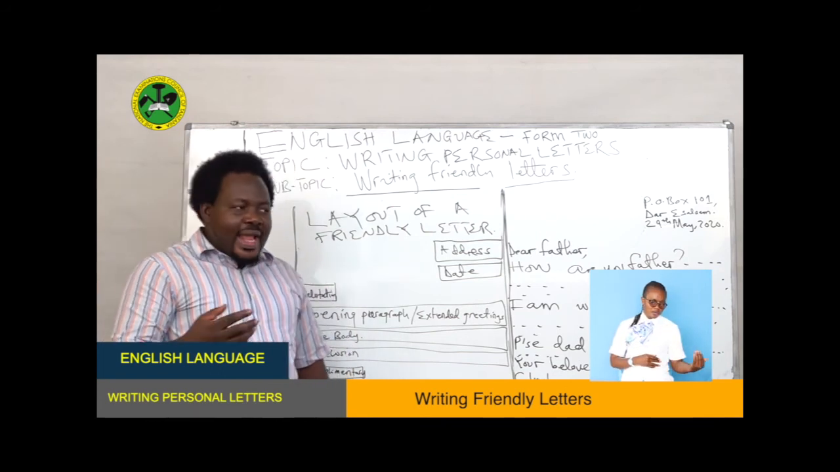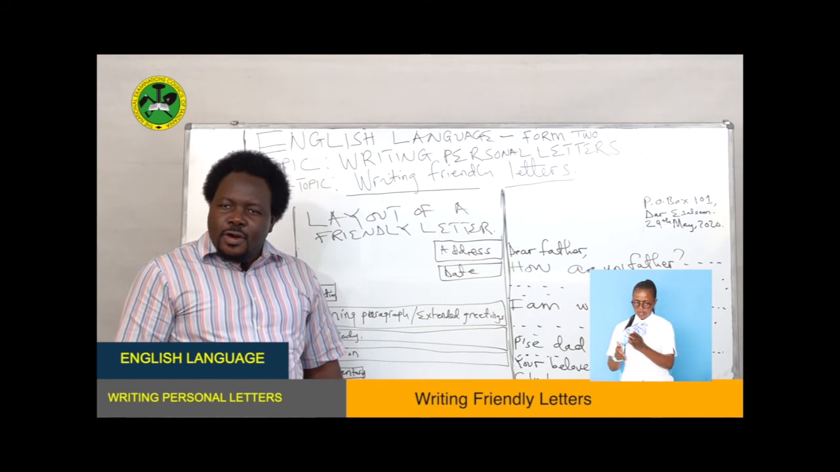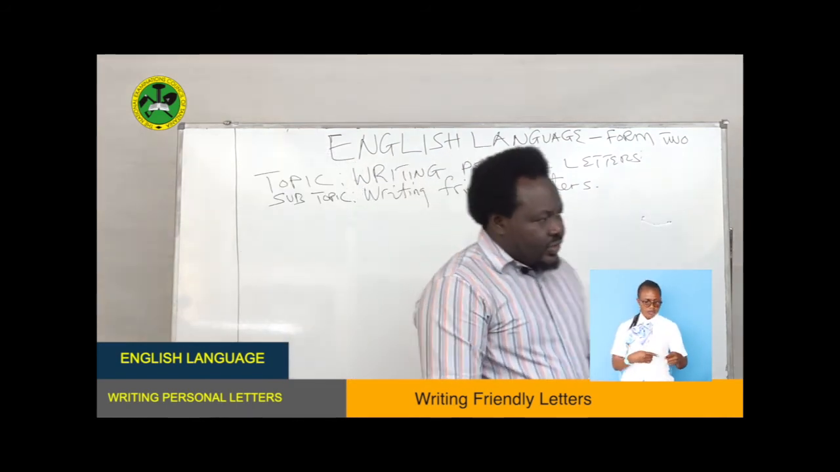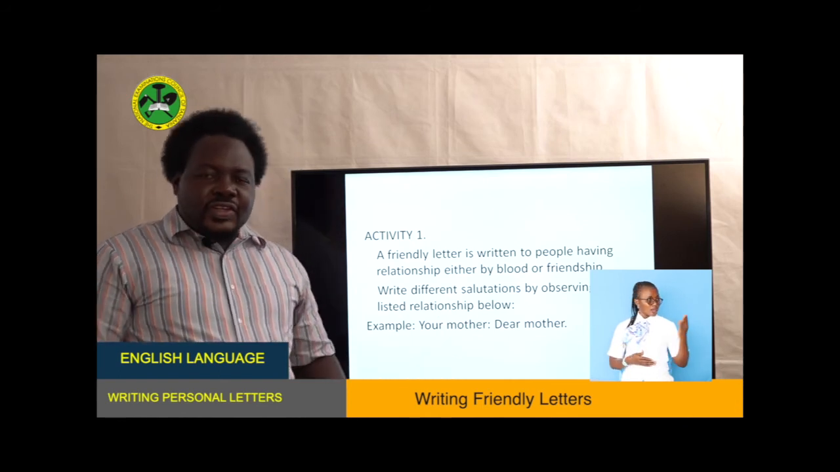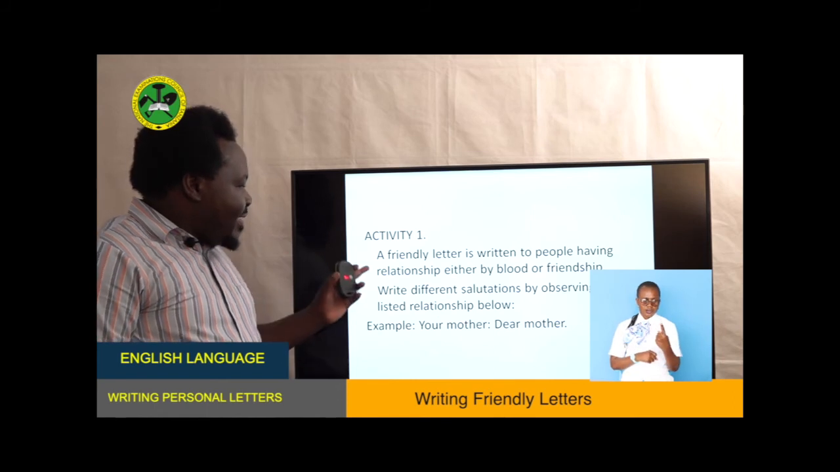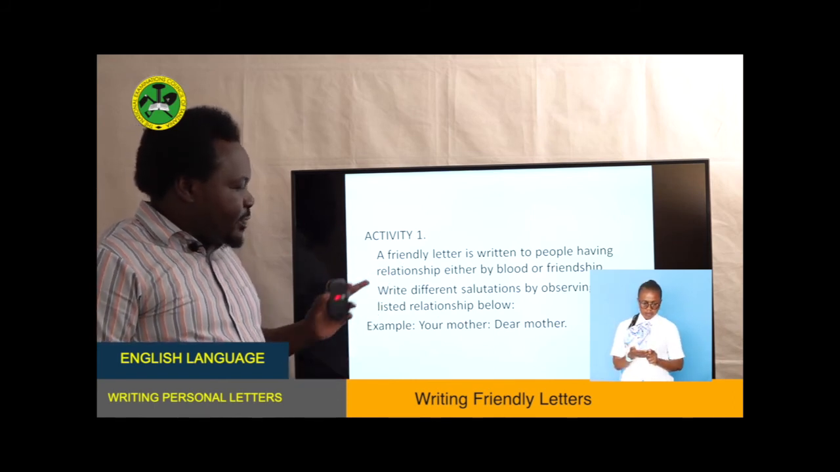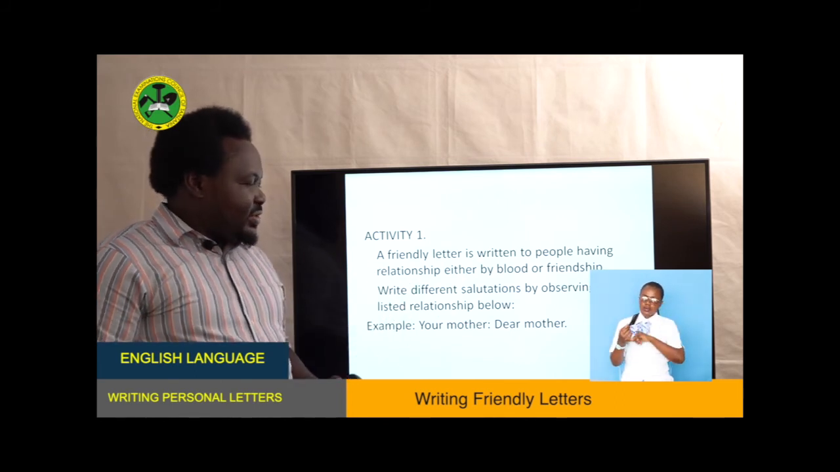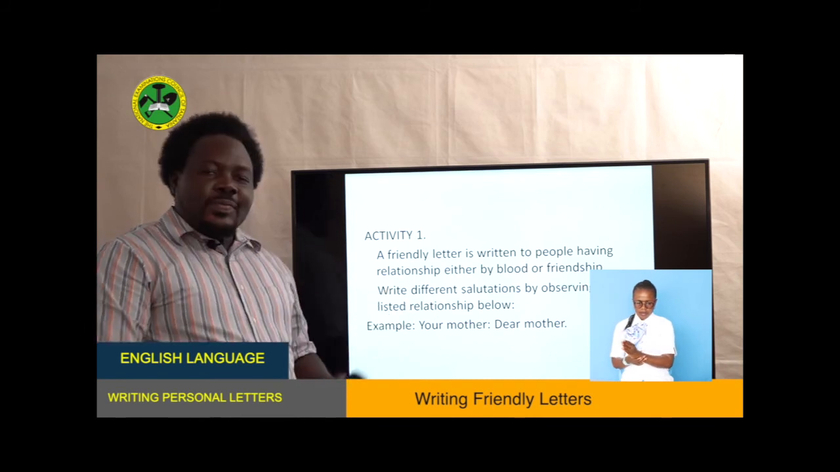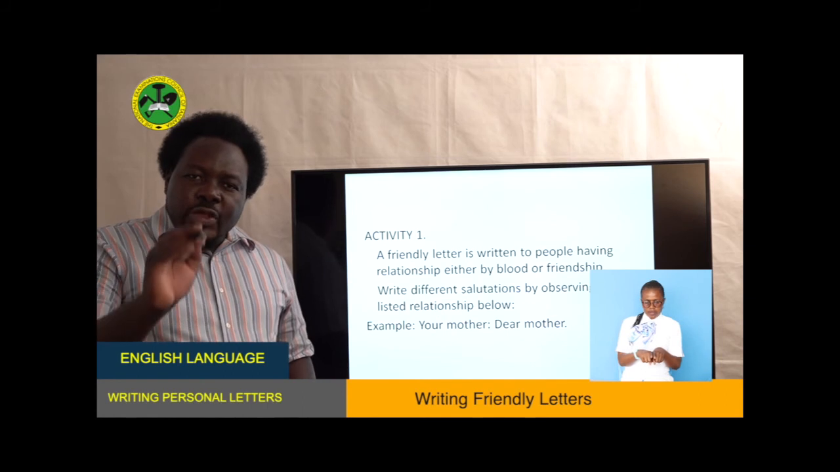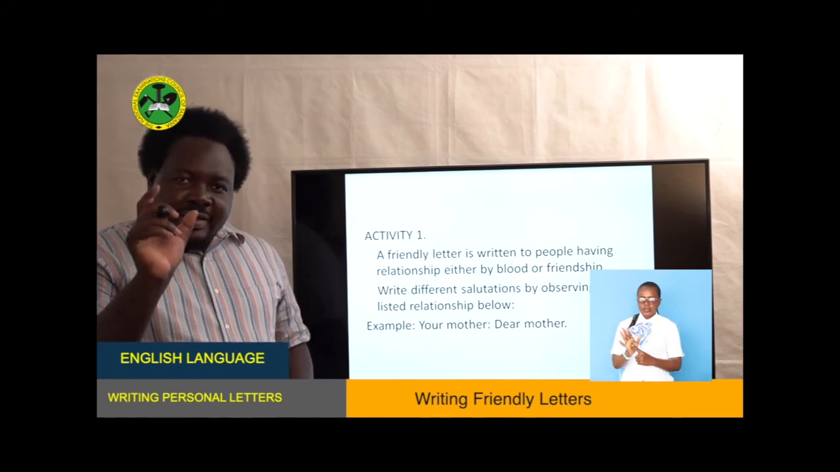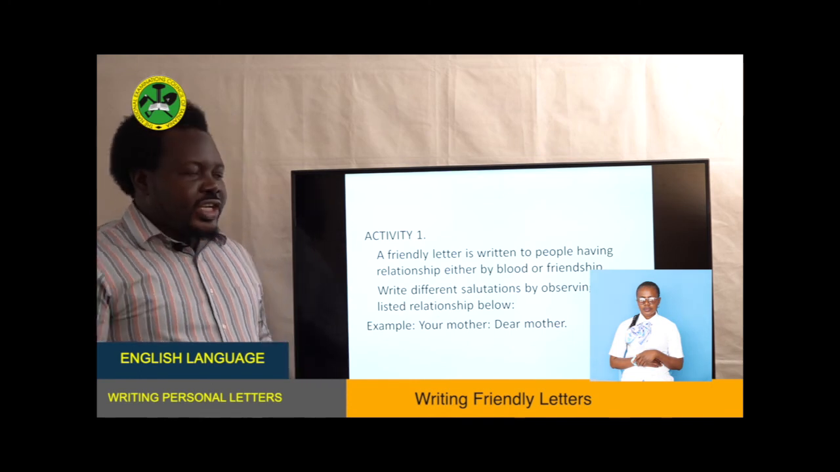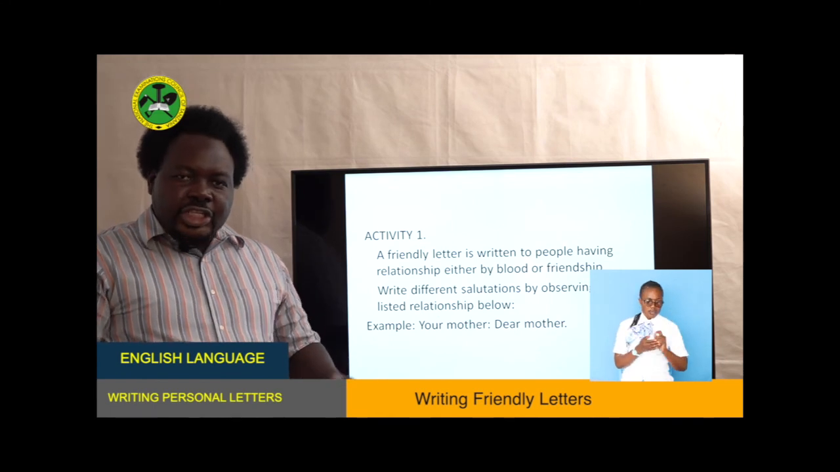My dear students, now let us move to another part of activities. Here we are going to see various questions and how they are supposed to be answered. The first activity reads, "A friend letter is written to people having relationship either by blood or friendship. Write different salutations by observing the listed relationship below." What are you supposed to do here? Just know the target of the question, the demand of the question. This question is just to write a salutation basing on the relationship there.